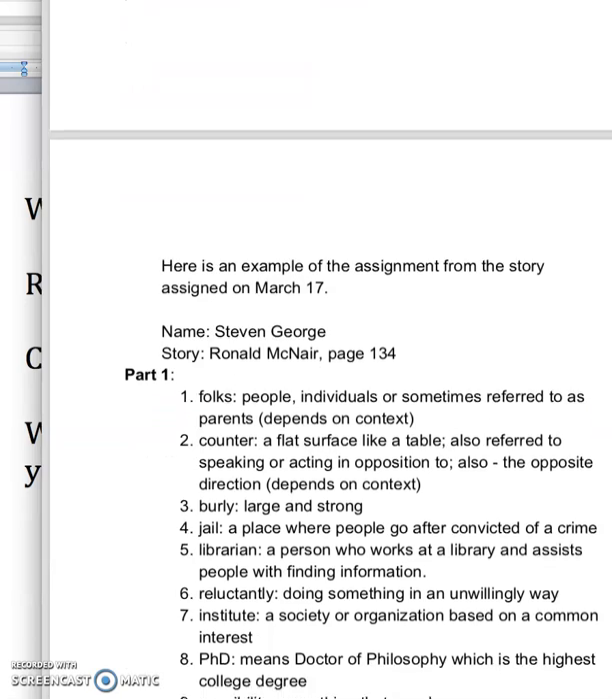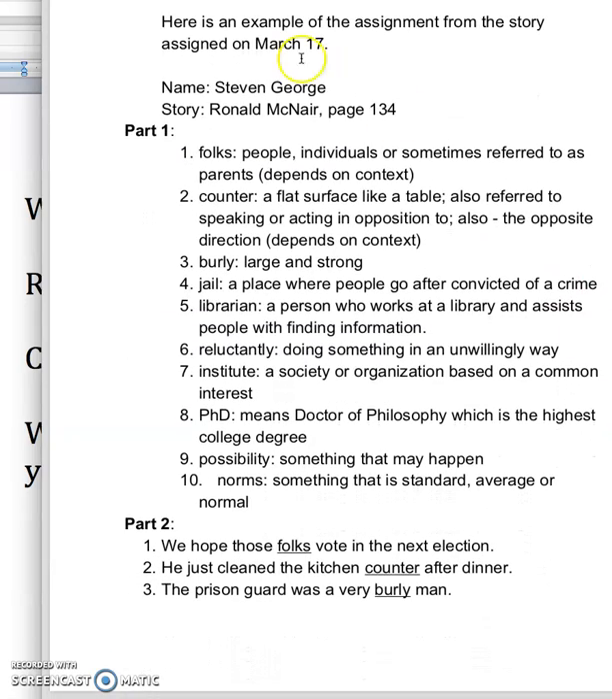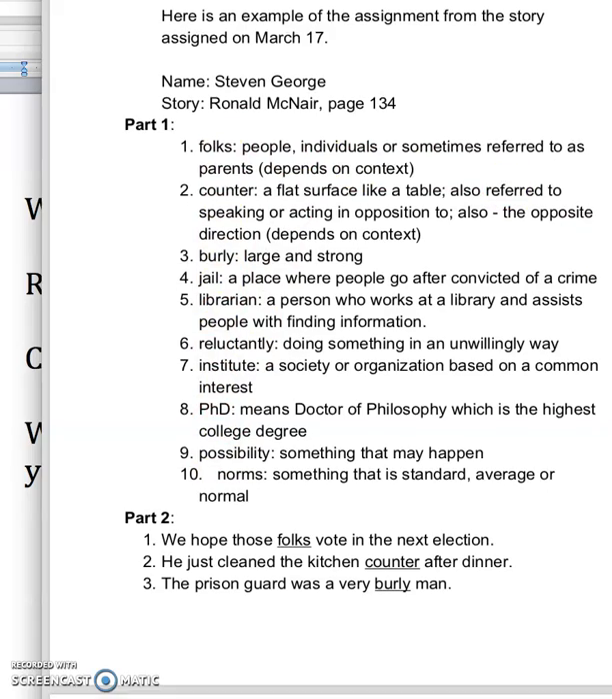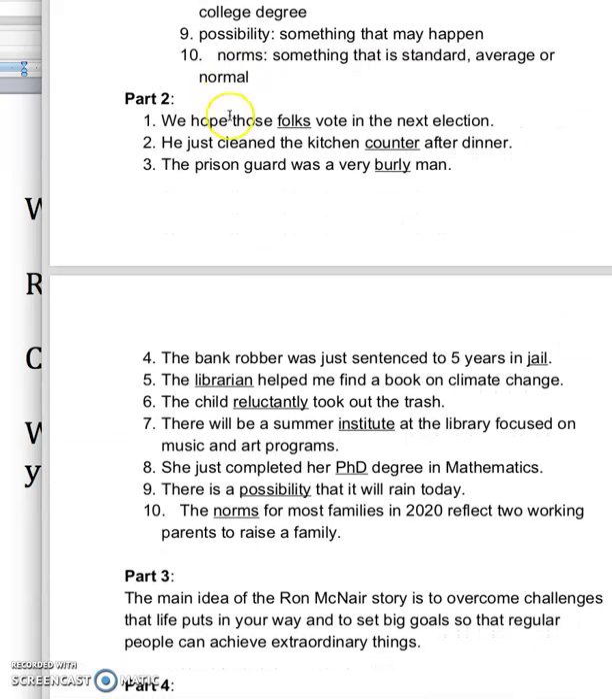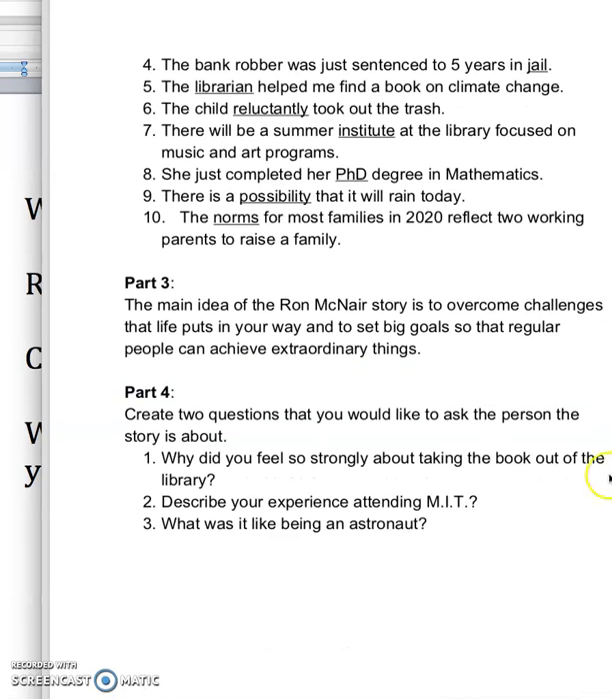And this is the example that I used from March 17th. The story was on Ronald McNair from our book Callings. So here's an example of the online assignment. You can pause this if you want to look at this in more detail. This gives you the vocab words and the definitions for each one, part 1. Part 2 shows how we're using the words in sentences. Part 3 looks at the main idea of the story of Ron McNair. And part 4, I asked you to come up with 2 or 3 questions that you'd like to ask the person. Okay, so that is an example of an online assignment.